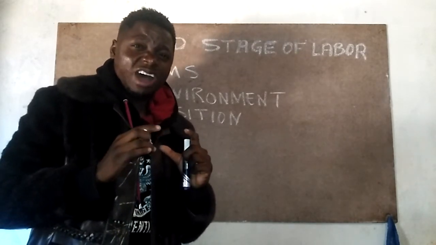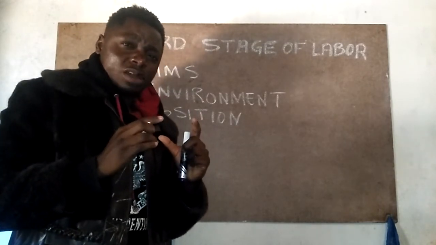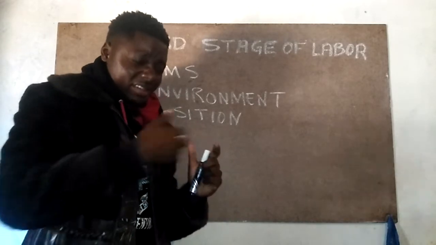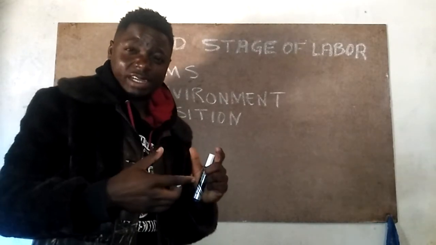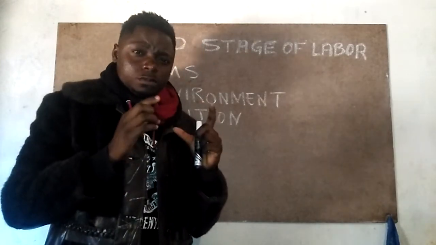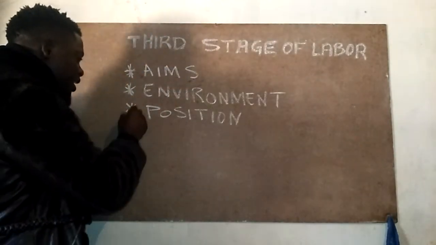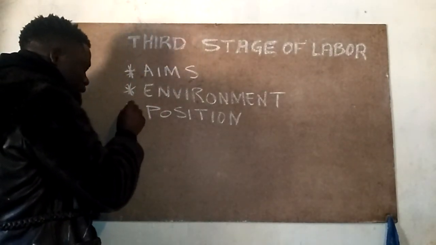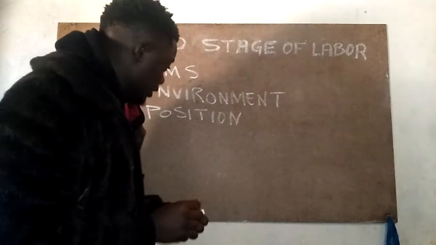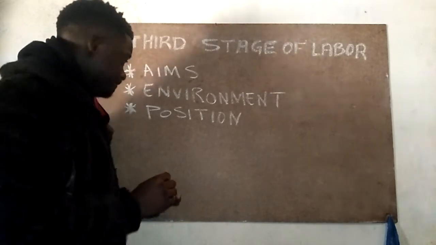You are also going to be able to observe the woman eye to eye, that is eye contact, and also you are going to have a view of the vulva area. That is under position. Once you are done with organizing these points, the next thing that we do is immediate management.